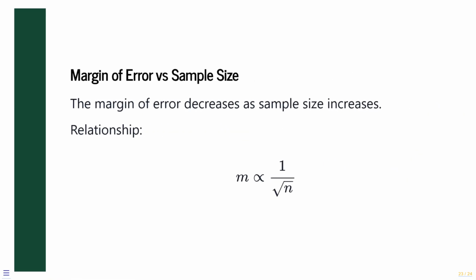Finally, it is helpful to understand how the margin of error changes as the sample size increases. The margin of error decreases in proportion to 1 over the square root of the sample size. This means that increasing the sample size reduces the margin of error, but the improvement becomes smaller and smaller as the sample size grows.